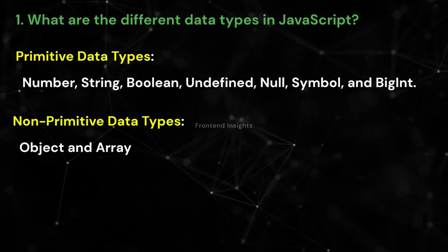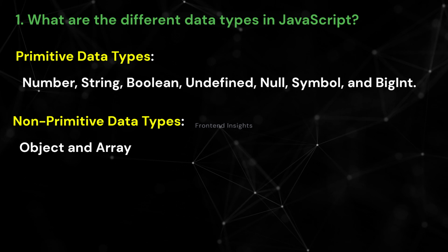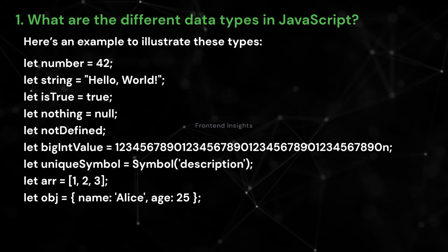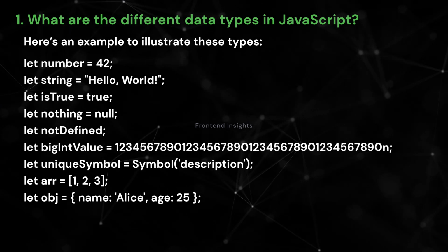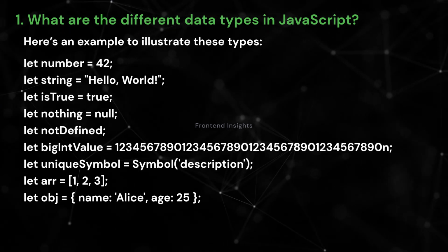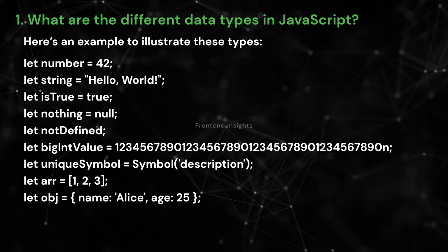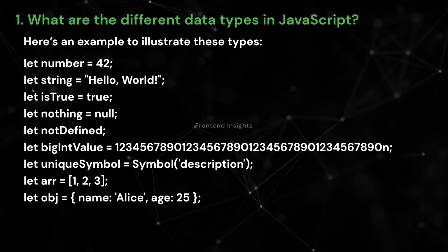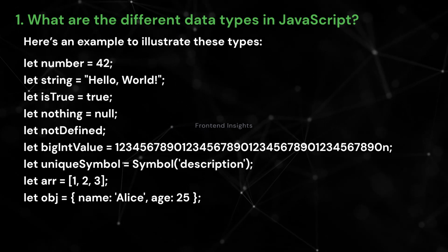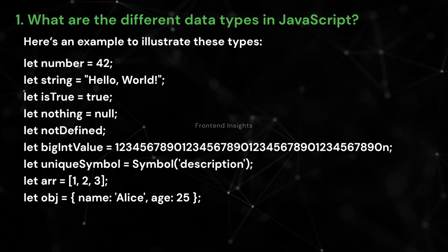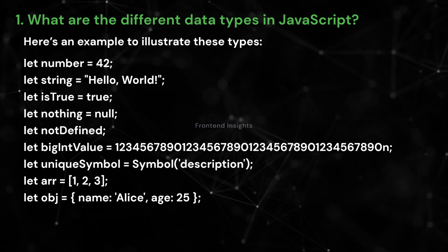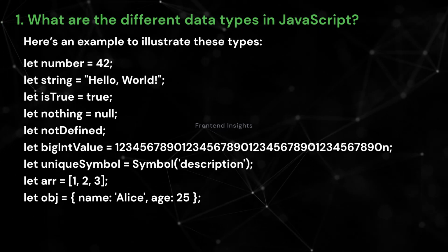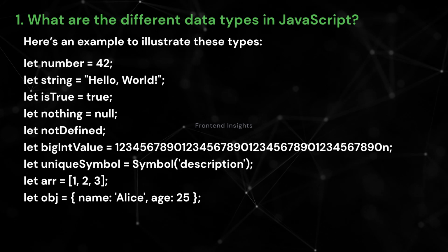Okay, so here is an example to illustrate these types. Number holds the value 42, which is a numeric type. String contains "hello world", which is a text value. isTrue is a boolean, representing true. Nothing is explicitly set to null, meaning it represents an intentional absence of any object value. notDefined is undefined because it has been declared but not assigned a value.